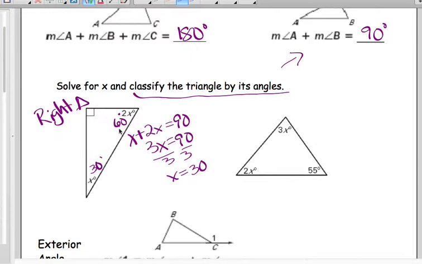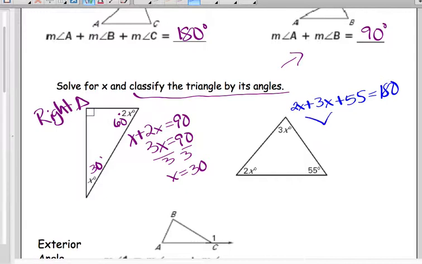This is actually a special right triangle that we're going to see a lot later. Right triangle with angles of 30, 60, and 90 is very special. We're going to use those a whole bunch later on in the course. Over here on the right, there's no right angles, so we're going to need to use all three angles. And so we're going to be adding them all to 180. So I've got 2x plus 3x plus 55 equals 180 degrees.